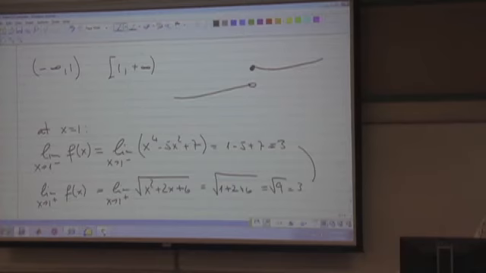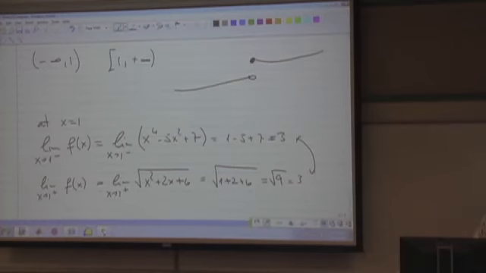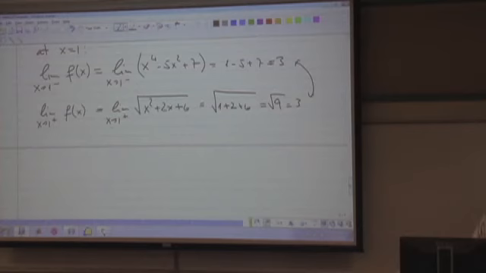Both of them being equal to each other means what? It means that the limit as x goes to 1 of f of x is equal to 3, right? Which happens to be f of 1, right? Because f of 1 is the square root of 1 squared plus 2 plus 6, which is the square root of 9, which is equal to 3. Does that make sense?